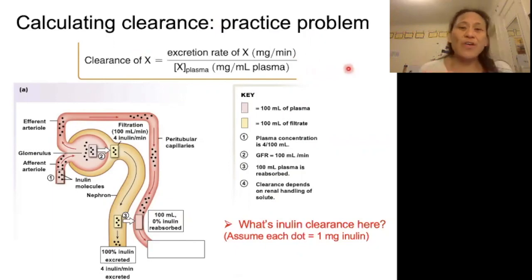Okay, so now that we've gone over how to calculate clearance, let's do a practice problem. Let's see if you can use the information in this figure, where there's various information scattered throughout, to calculate the clearance of inulin. As we do this calculation, we are going to assume that each one of these dots is 1 milligram of inulin. Go ahead and hit pause and see if you can do that calculation, and we'll come back to it.